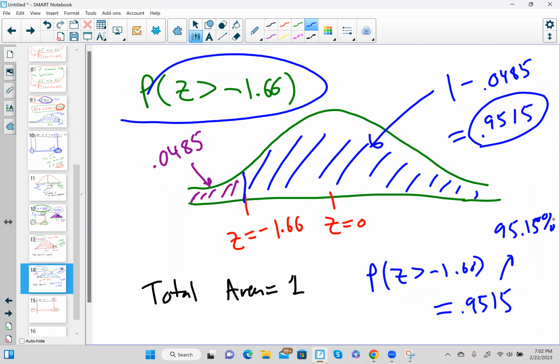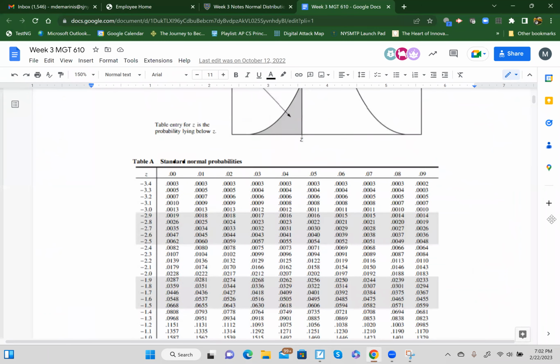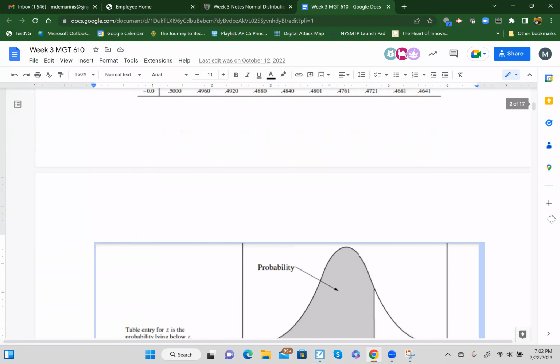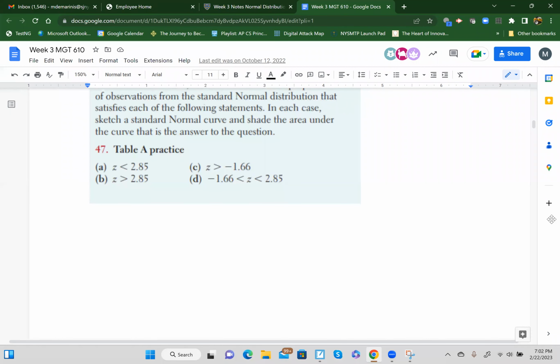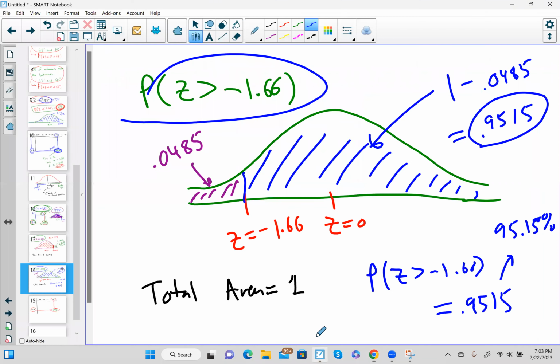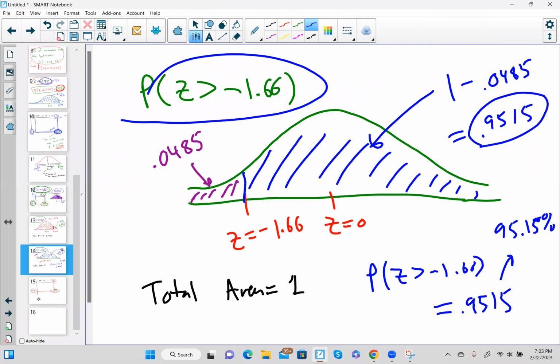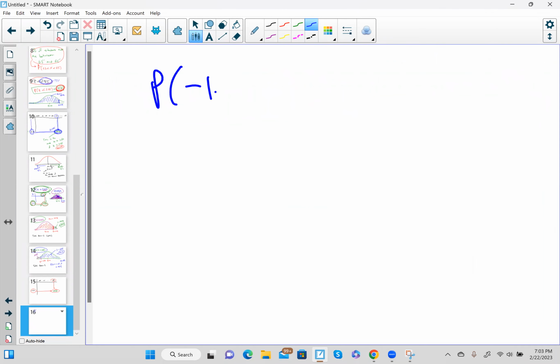Okay, there's another question waiting for us, and this one will require us to be a little bit more creative. So what we'll do is, oops, sorry, too far. Look at part D. Part D says negative 1.66 is less than z is less than 2.85. So here we go. And now they're asking for the probability negative 1.66 is less than z is less than 2.85. Okay. All right. So let's draw a picture of it and then we'll start to work on it.